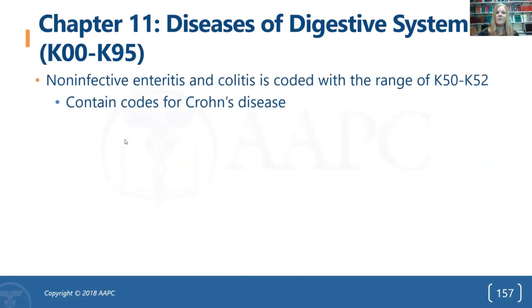Our code range K50 through K52 are our non-infective enteritis and colitis, and they do contain those codes for Crohn's disease that we discussed earlier.